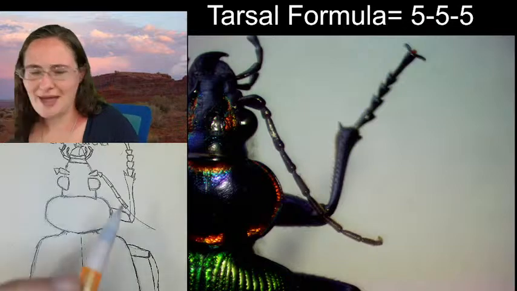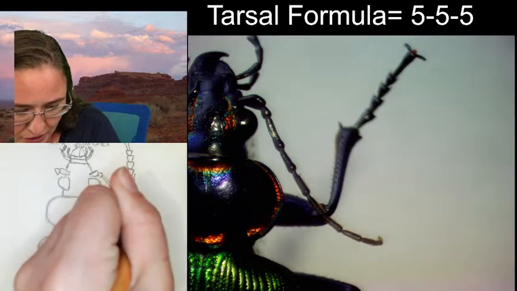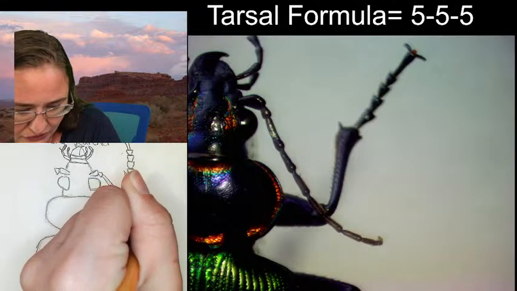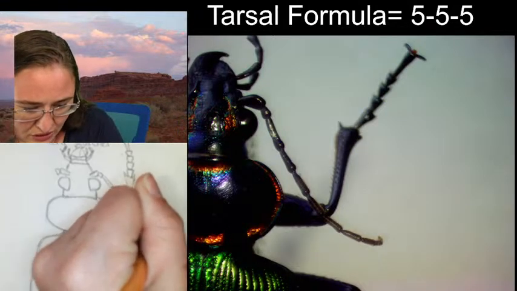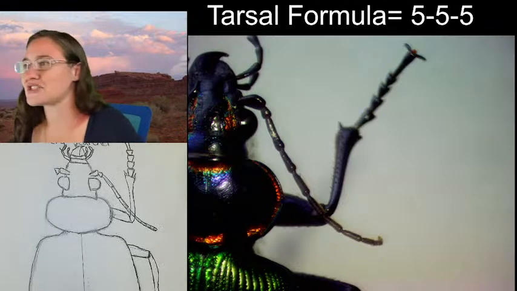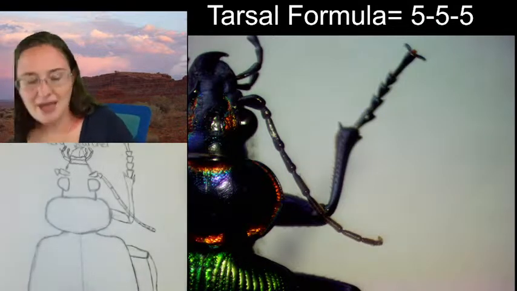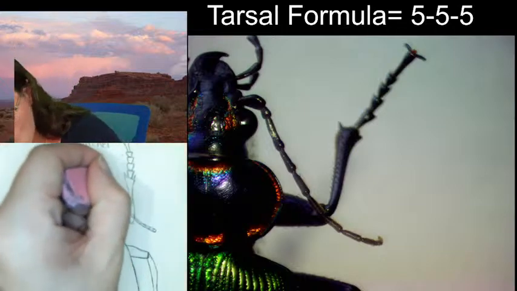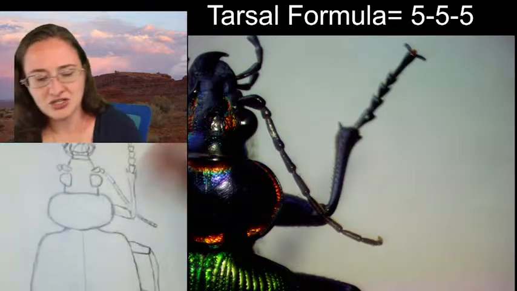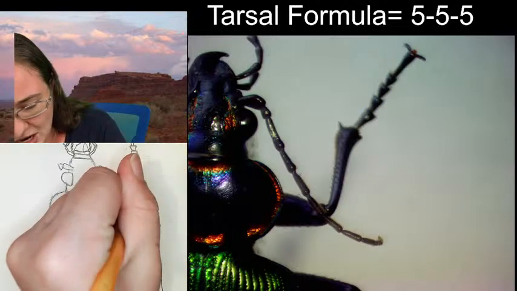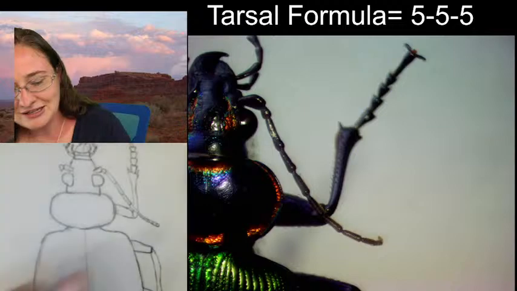There's a word for that. 1, 2, 3, 4, 5, 6, 7, 8, 9. All right, so at the end they got a little bit smaller, but that's fine. So I've got my antennal segments. I'm going to go in and erase this little white line that doesn't matter as much and make sure that my antennae are going over the leg and not through the leg.